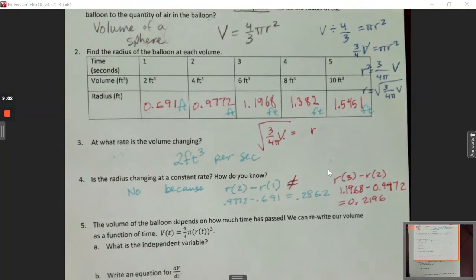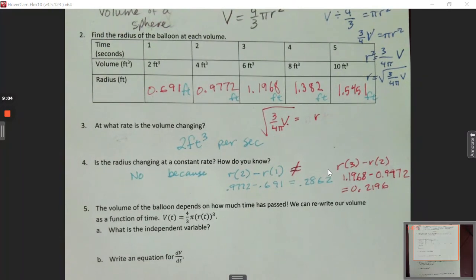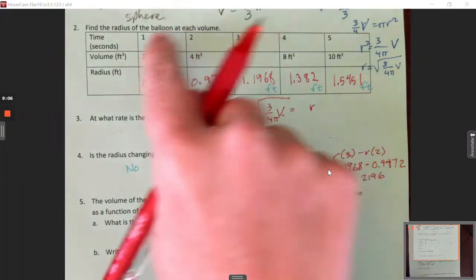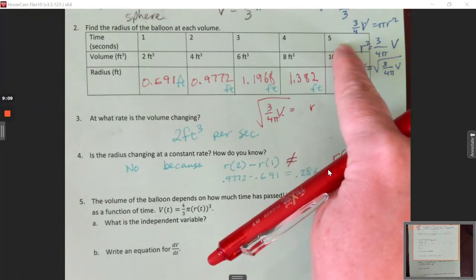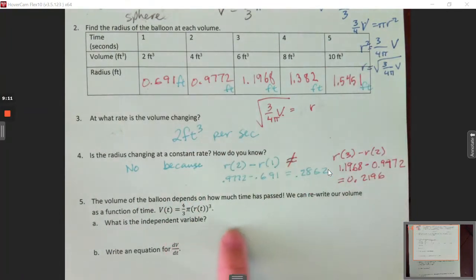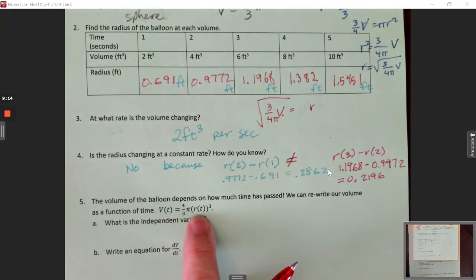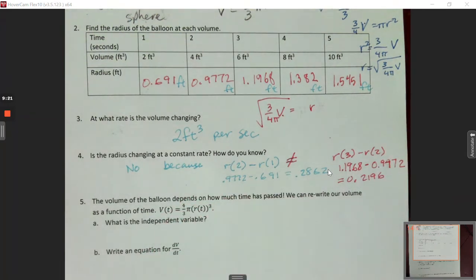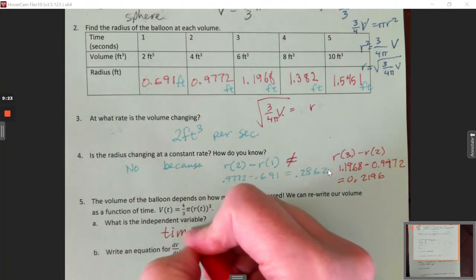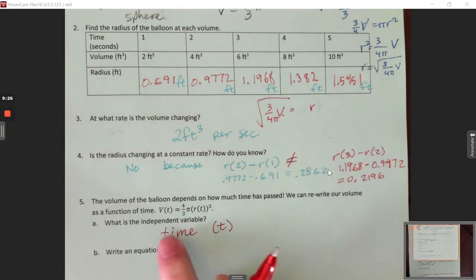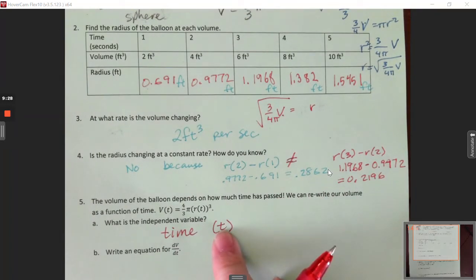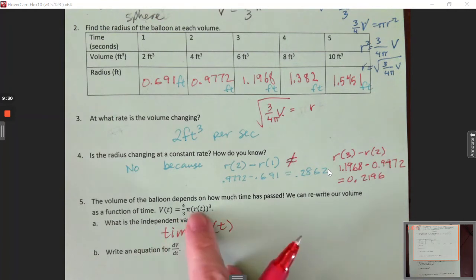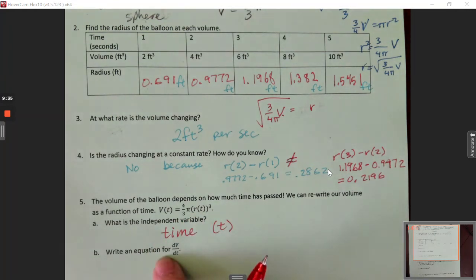All right, so the volume of the balloon depends on how much time has passed, right? The volume depends on how much time has passed. And so we can rewrite our volume as a function of time like so. Okay, what is the independent variable? Whenever time is involved, it is time itself. Independent variable is time. Okay, let's go ahead and find the derivative.